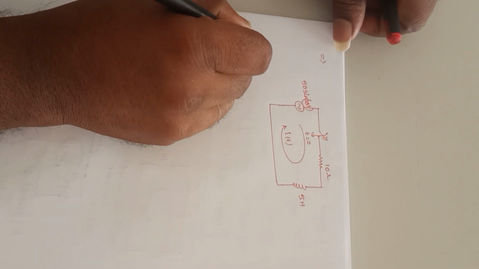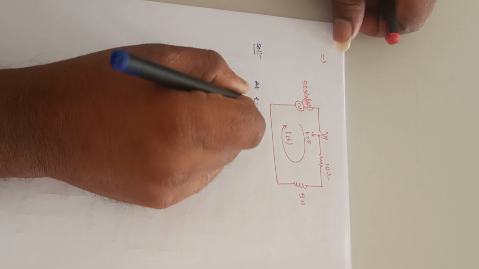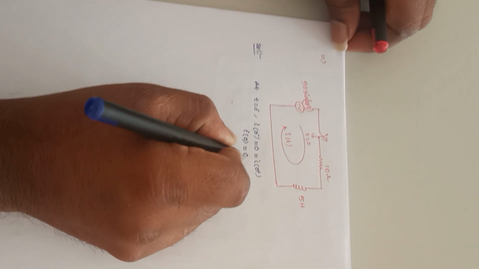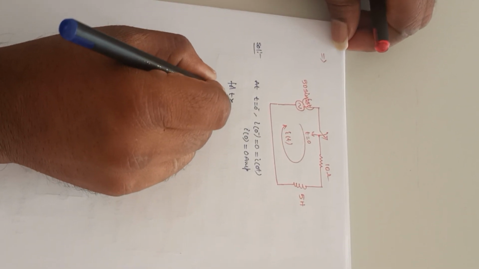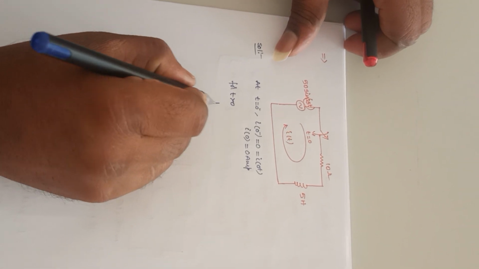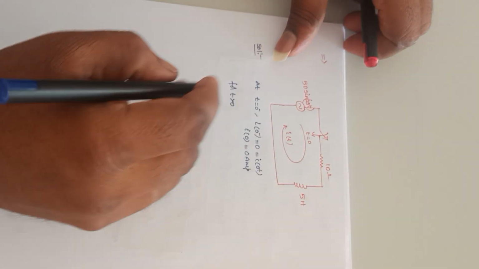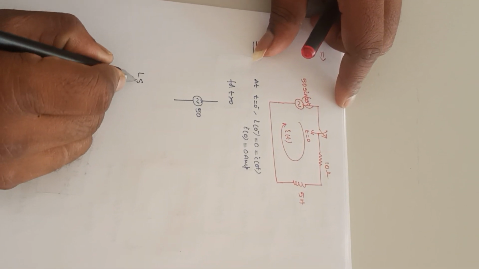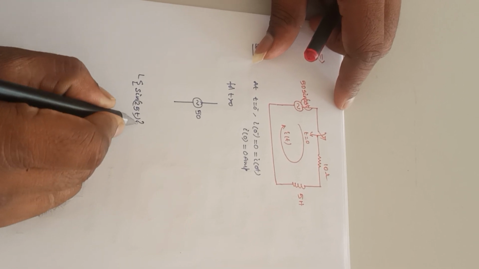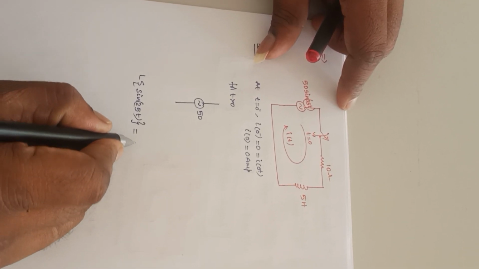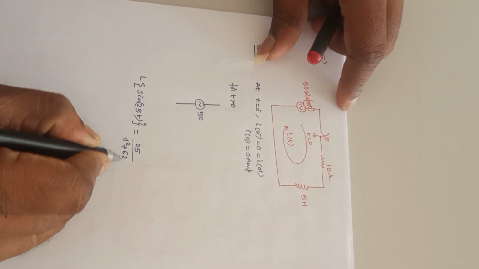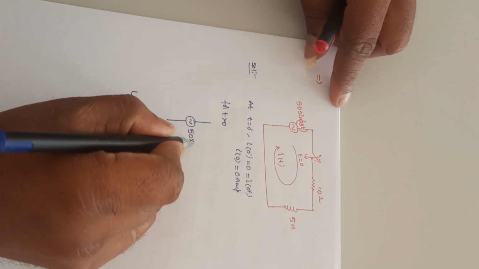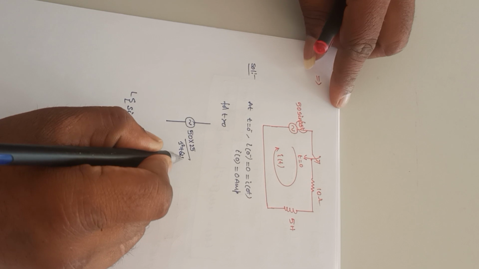Now solution at t is equal to 0 minus: I of 0 minus is 0, that is equal to I of 0 plus, so I of 0 is 0 amperes. For t greater than 0, draw the transformed network. If you apply the Laplace transform for 50 sin 25t, the Laplace transform for sin omega t is omega divided by s square plus omega square. Omega square, 25 whole square, is 625. So it is 50 into 25 divided by s square plus 625.